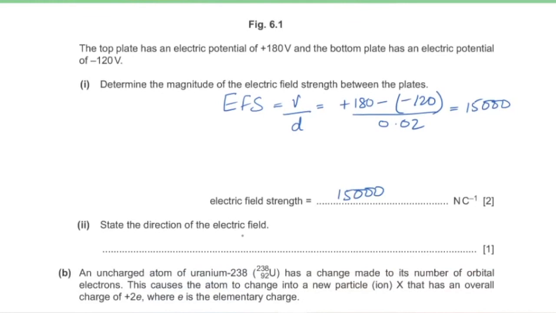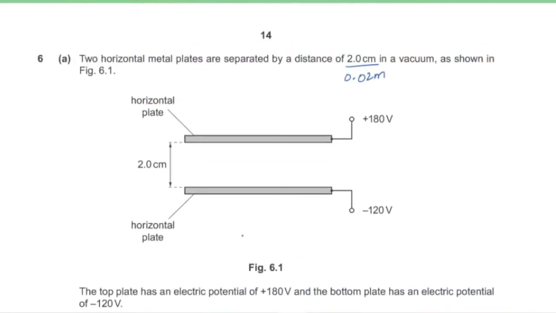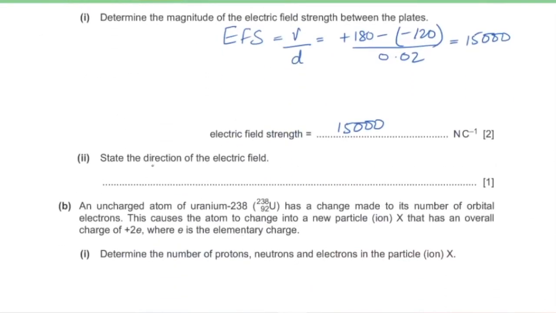Part 2. State the direction of the electric field. So the electric field is from the more positive plate to the more negative plate, so it's going to be from positive 180 to negative 120. So this is going to be vertically downwards.